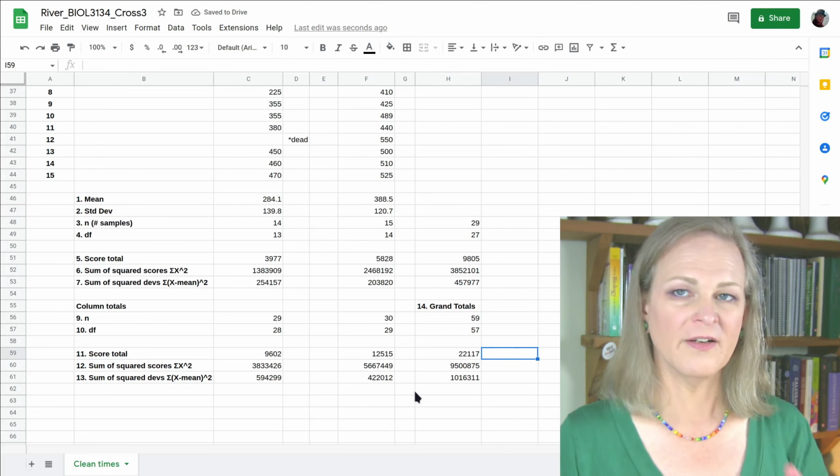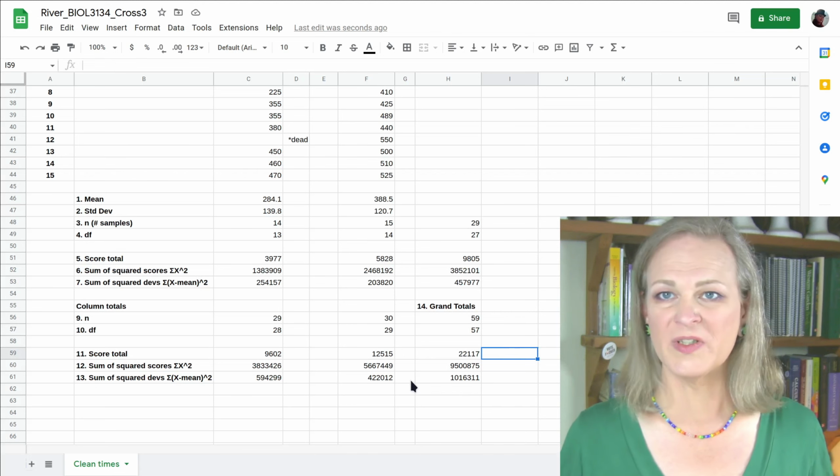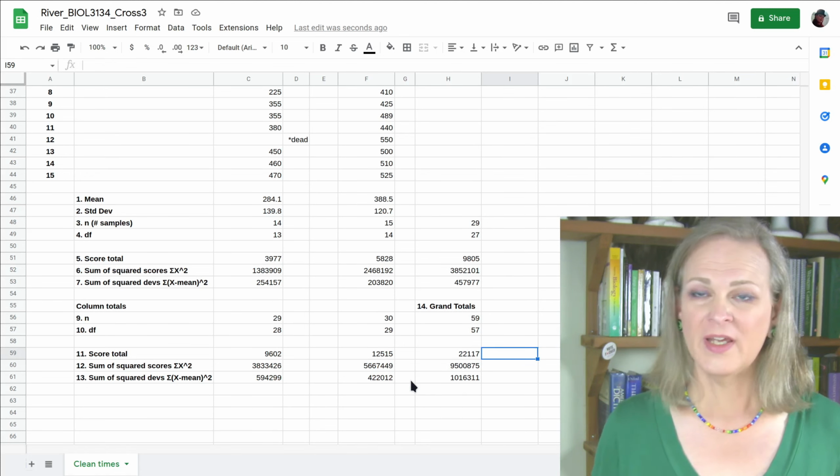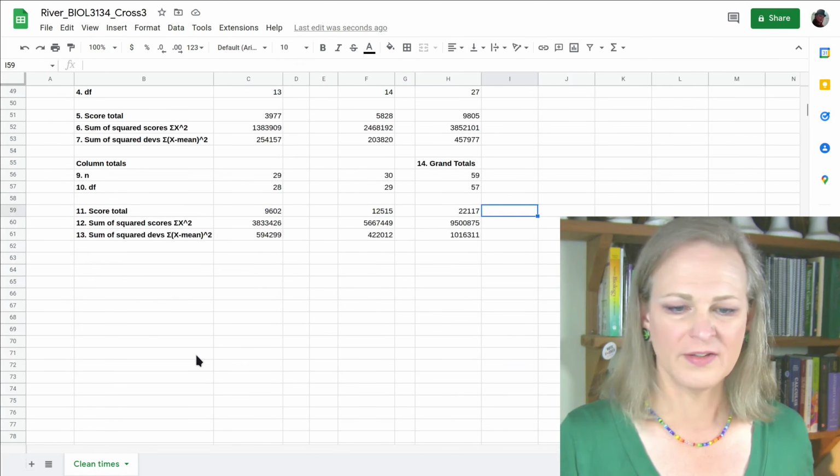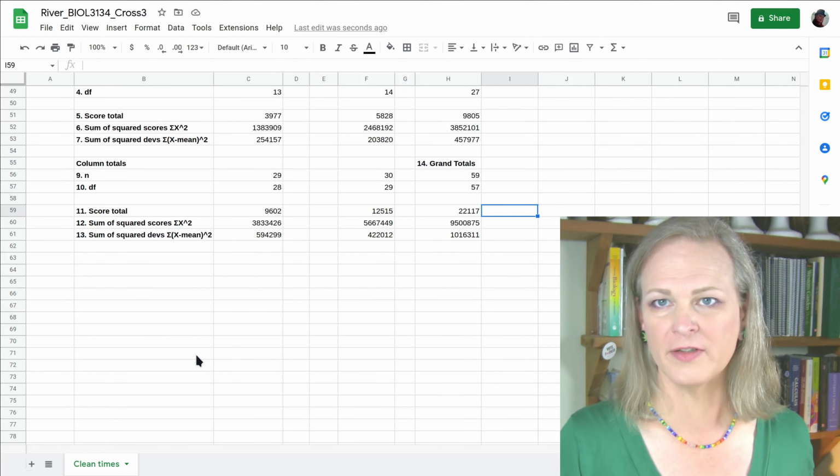All right, now the very last step is to put together our ANOVA table and do our last few calculations, which we can do right in our ANOVA table. So we'll scroll down here, give ourselves a little room.